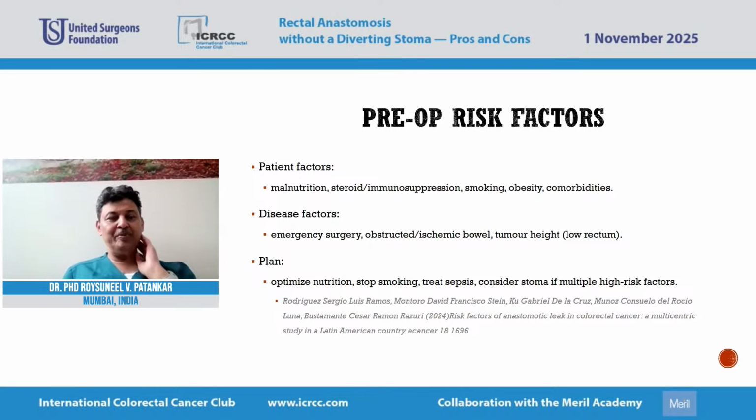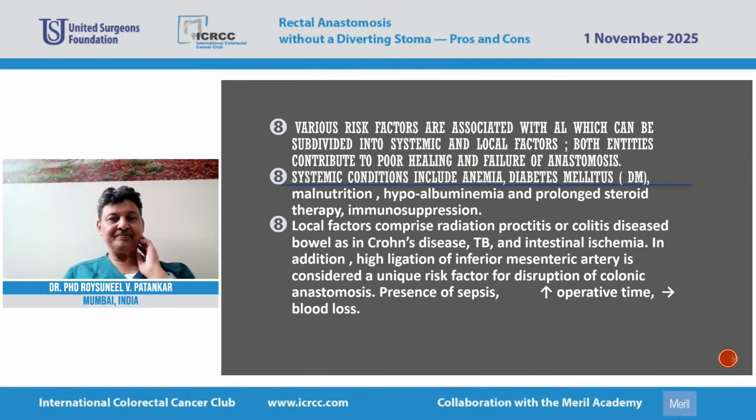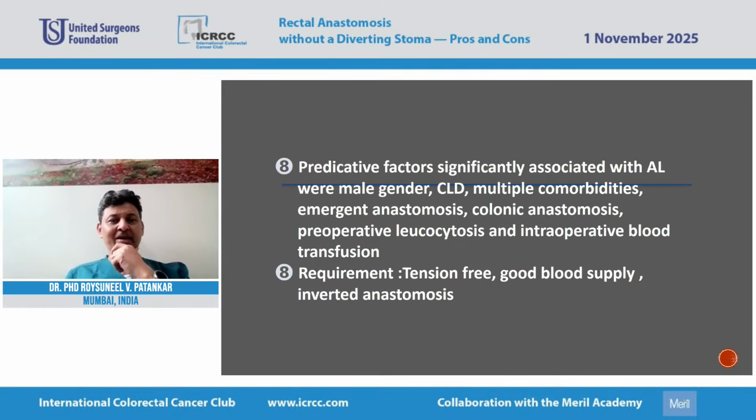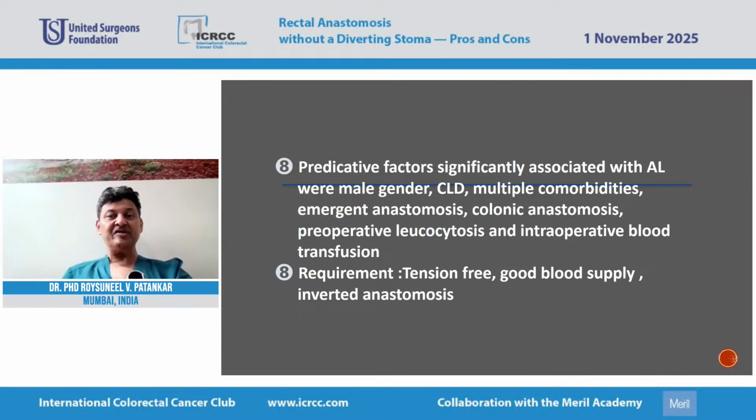All our patients go through a prehabilitation where we try and optimize nutrition, get them to stop smoking for at least a week prior to surgery, and treat the sepsis before we take them up for surgery. If you look at literature, the predictive factors significantly associated with an anastomotic leak from a LAR is the male gender, chronic liver disease, comorbidities like diabetes, obstructed bowel, emergent anastomosis, and preoperative leukocytosis, and very importantly, an intraoperative blood transfusion correlates with morbidity.